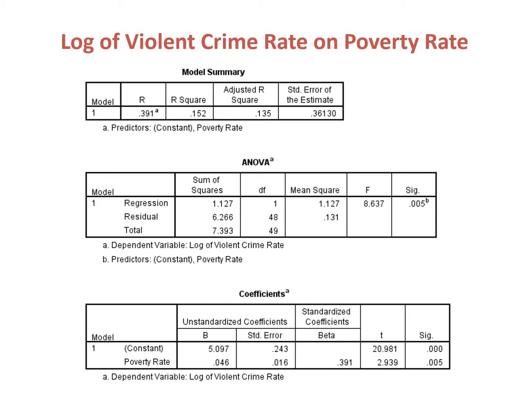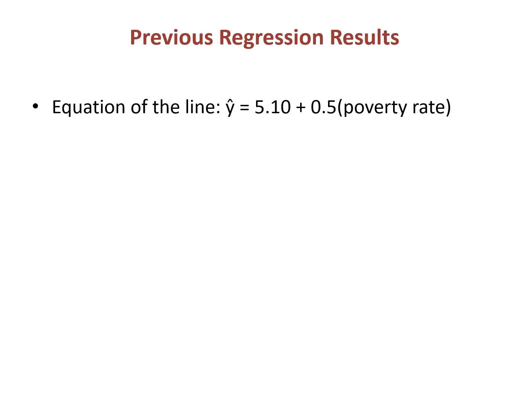With simple regression, I use state-level data to regress the log of the violent crime rate, my dependent variable, on poverty rate, my independent variable. The following results were found. The slope of the line was 0.05 and the y-intercept was 5.10.